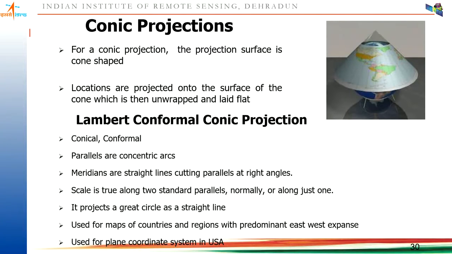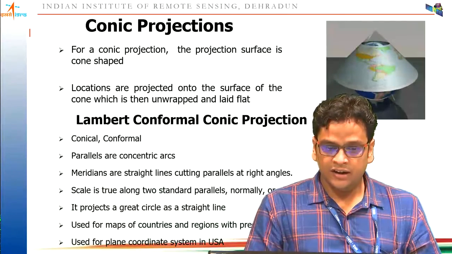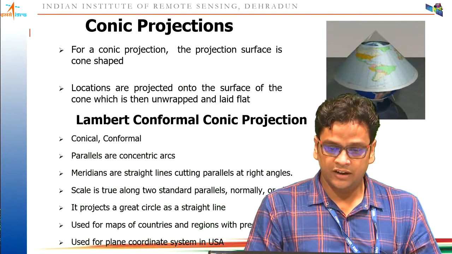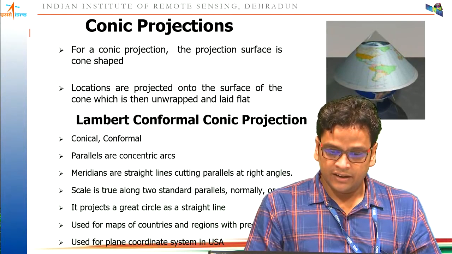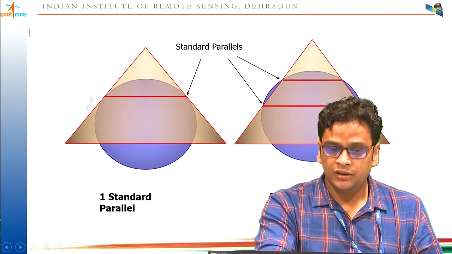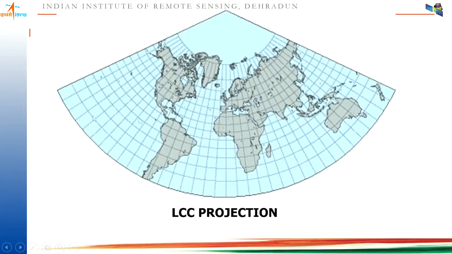Similarly, we have conic projections, the Lambert conformal conic projection. It is conformal, parallels are concentric arcs, meridians are straight lines cutting parallels at right angles, scale is true along the two standard parallels, and it projects a great circle as a straight line. If we take the conic projection, we take a cone and place a globe inside it, with one standard parallel in the tangent case and two standard parallels in the secant case. If you project it, it looks like this: meridians are straight lines and latitudes are curves.